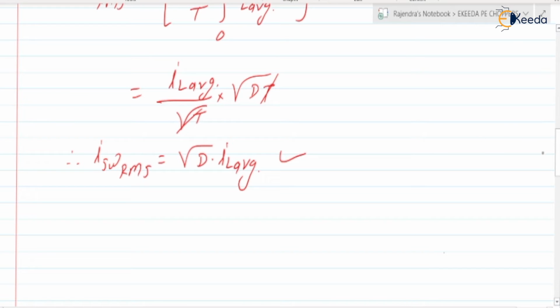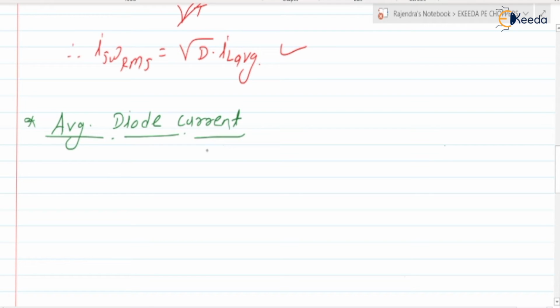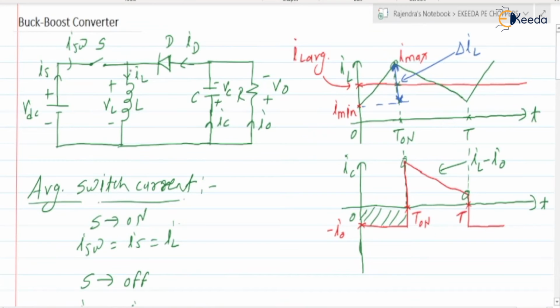Similarly, can we write the expression for average diode current, that is ID average? If you check, when the switch is in the on state, the diode current will be 0, because the inductor stores energy and the capacitor discharges. At that time the diode will be in the off state. But when the switch is in the off state, the diode will be in conduction mode, and whatever the inductor current is, the same current will flow through the diode.